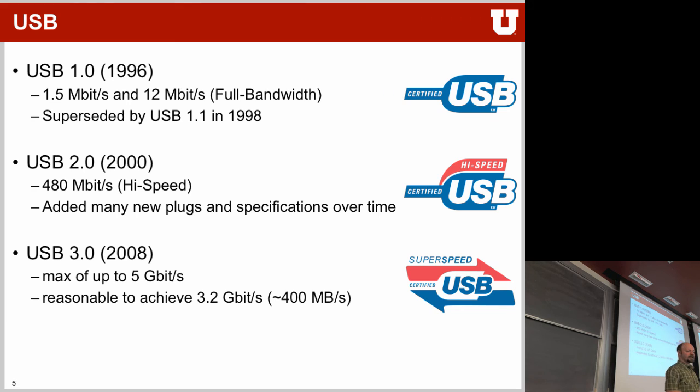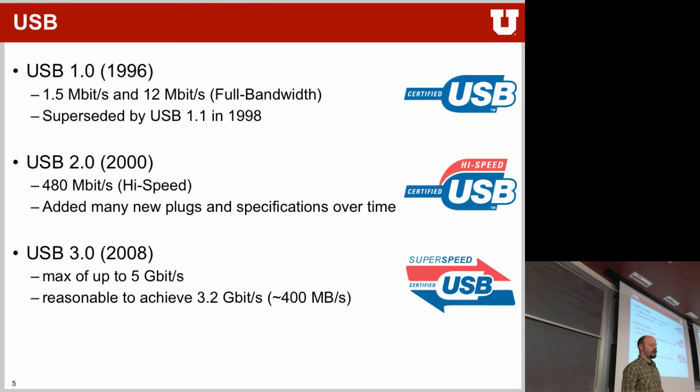USB 1.0 was released in 1996. It has a data rate of 1.5 megabits and 12 megabits. 12 megabits was the old full-speed devices. In 1998, it already was superseded by USB 1.1 because there were a couple of issues they found in 1.0, so they fixed them in 1.1. And USB 1.1 was the thing that was around for quite a while, before USB 2.0 came out in 2000. It wasn't immediately adopted, but eventually USB 2.0 is what we use these days probably most of the time.